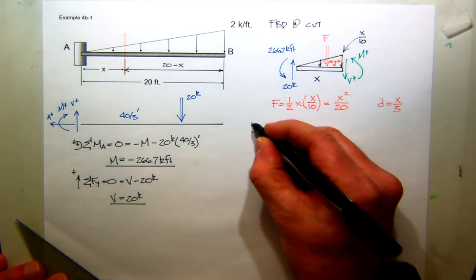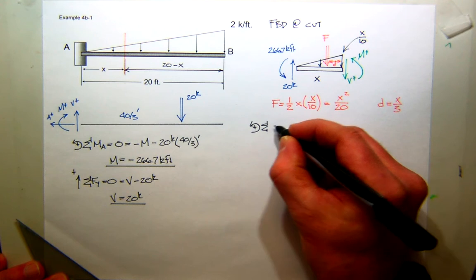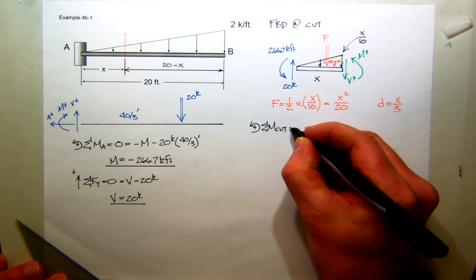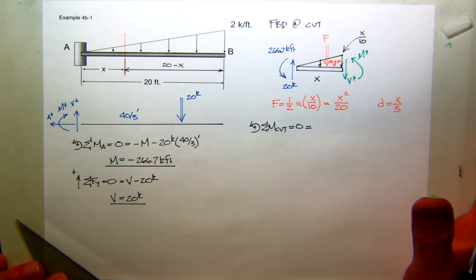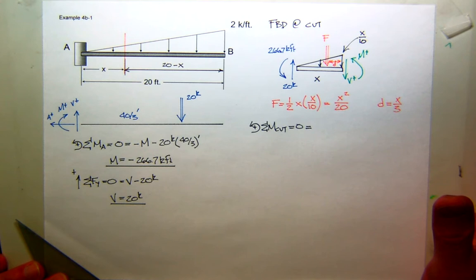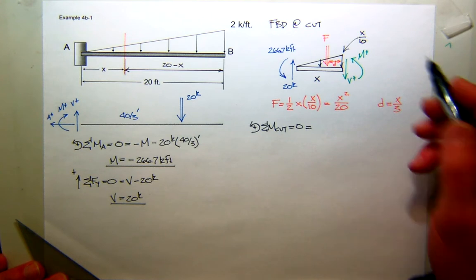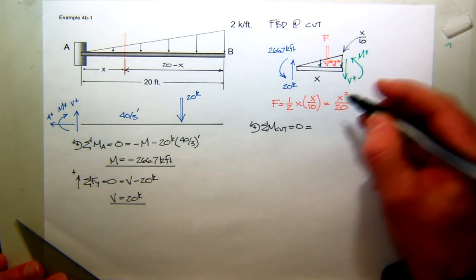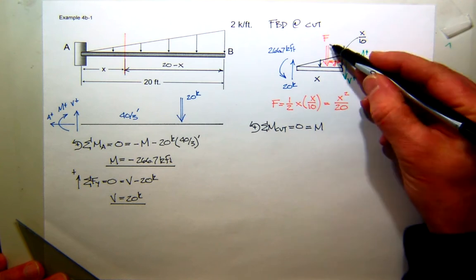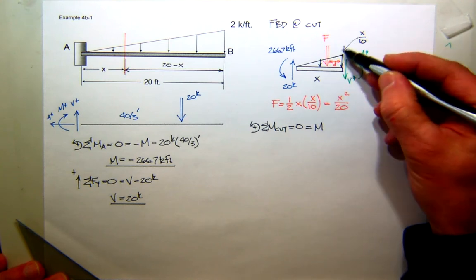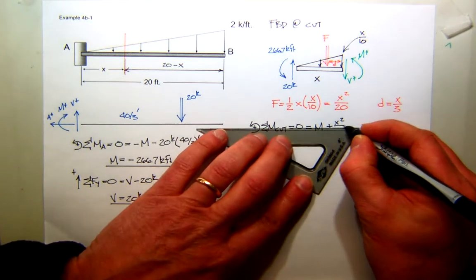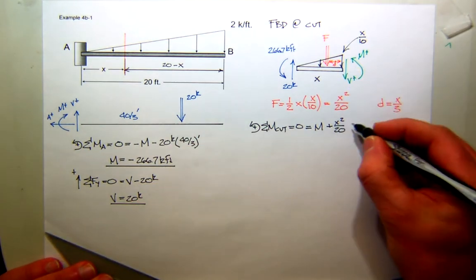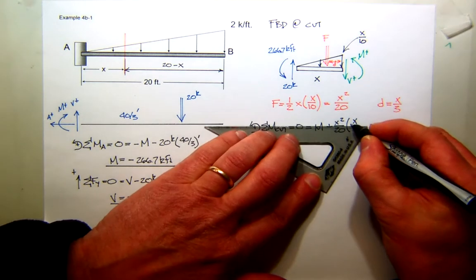So let's sum moments at the cut. Make sure we're in equilibrium. I think we've done that a few times already. So don't get nervous, don't get upset, don't get worried. It's just summing the moments at the cut. You've done it before. So what is the moment here? This is a positive moment, M. This force creates positive moment about the cut. What is the force? x squared over 20. What is the distance? x over 3.